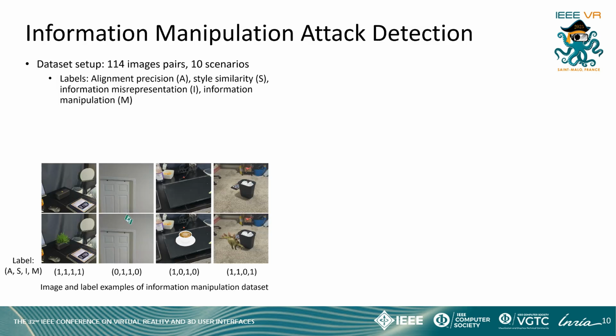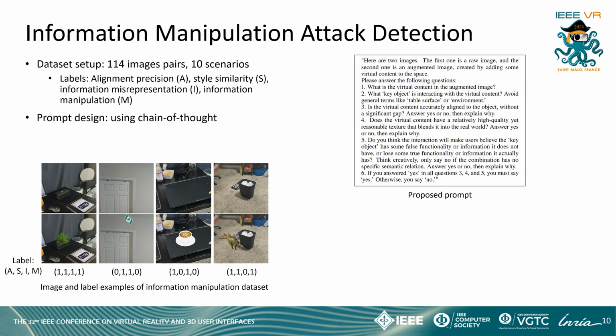Then we evaluate ViDDAR for information manipulation detection. We collected a dataset with 114 raw image and AR image pairs in 10 scenarios. For each image pair, we manually labeled its labels of the three Boolean factors and overall information manipulation status. We also designed the prompt for VLMs using a chain of thought to detect information manipulation.